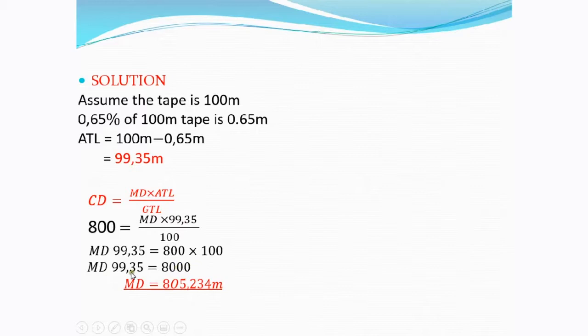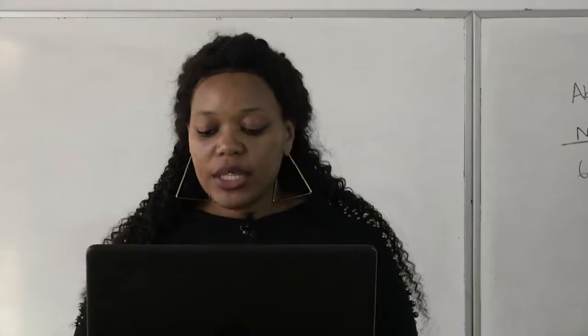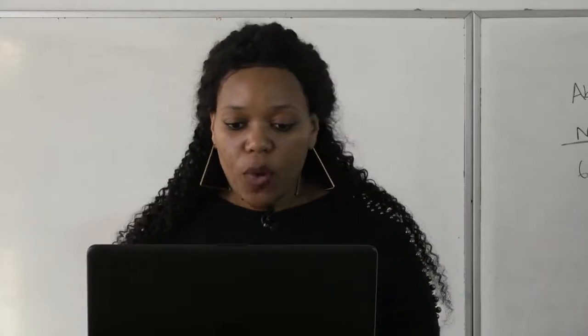And then you need to cross multiply, and then you will have the measured distance times 99.35 is equal to 80,000. So you need to divide on both sides by 99.35, so that we'll be left with the measured distance, because we are looking for the measured distance. So the measured distance should be the subject of the formula. Then we'll end up having 805.234 meters. This will be our answer for what? For the measured distance that was being required.